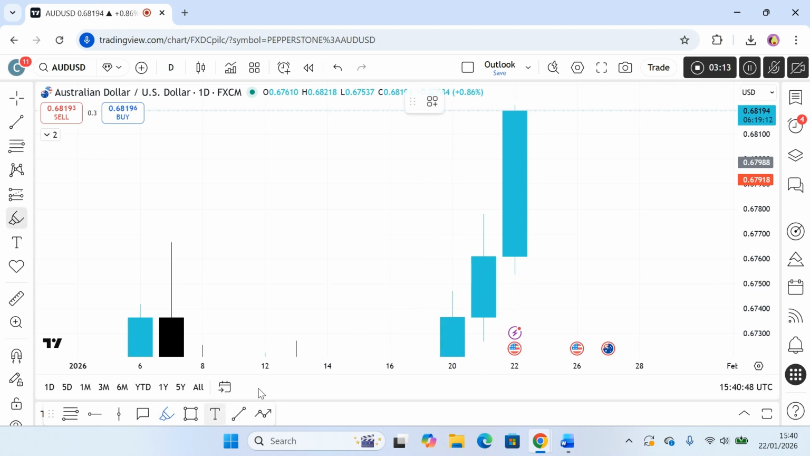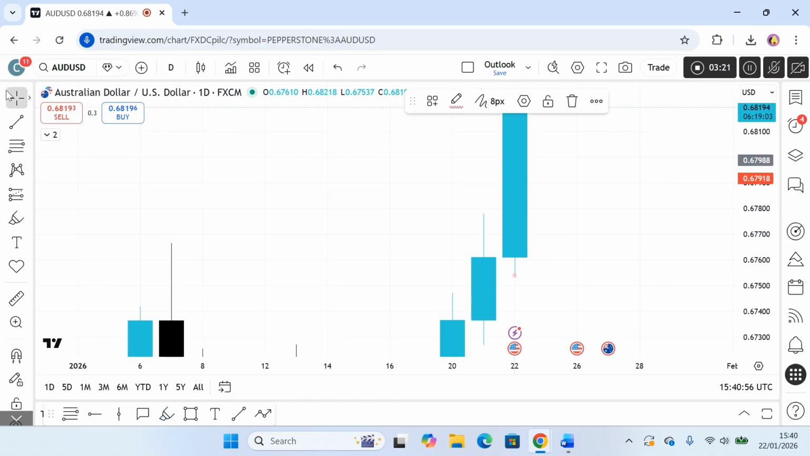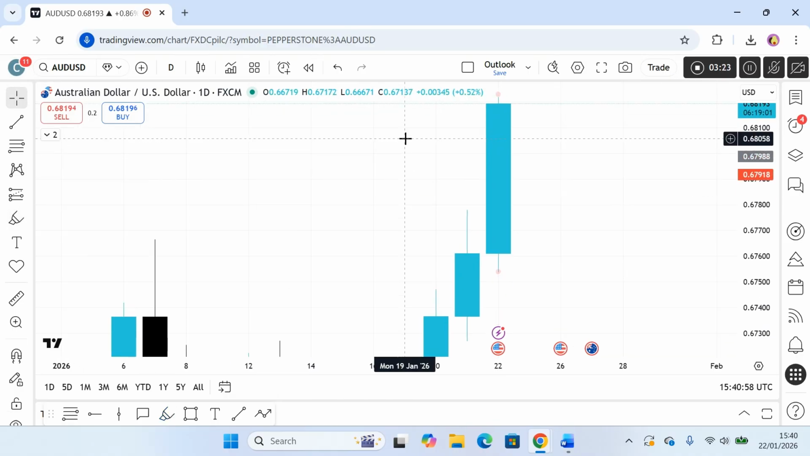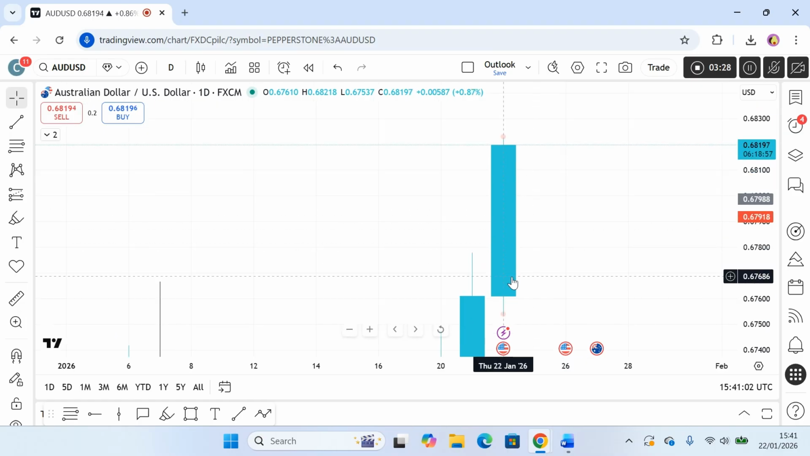Let me highlight that here. We'll highlight this right here. Now, if it's a bullish candle, that means the candle closed higher than its opening price. So it can't close beneath this. It has to close above it. So anywhere here, even if the candle closed right here, it will still be a bullish candle.